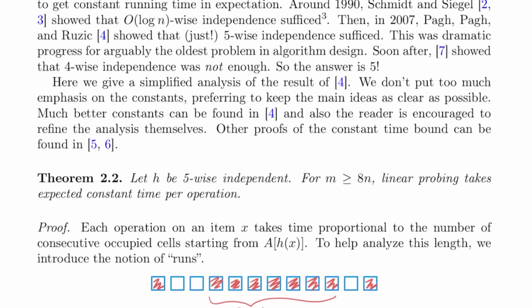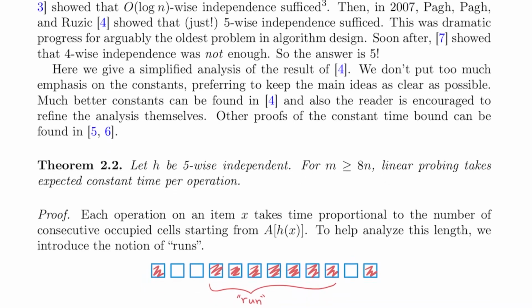Here we give a simplified analysis of the result of Pagh and Rodler. We don't put too much emphasis on the constants, preferring to keep the main ideas as clear as possible. Much better constants can be found in the original paper, and also the reader is encouraged to refine the analysis themselves. Other proofs of the constant time bound can be found in the attached resources.